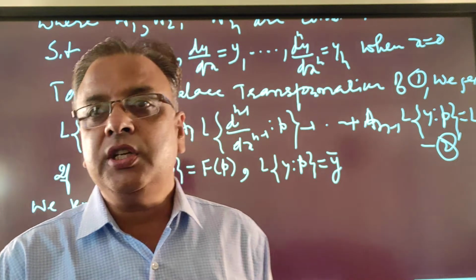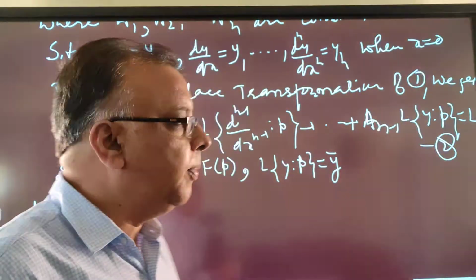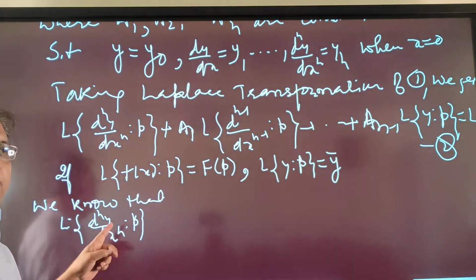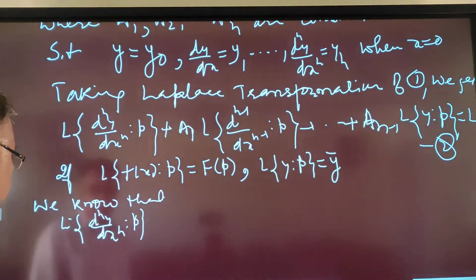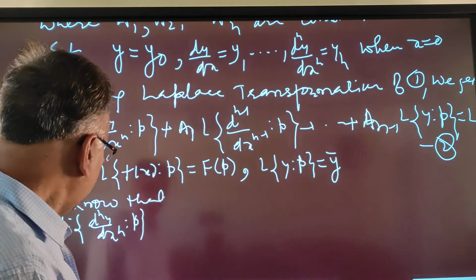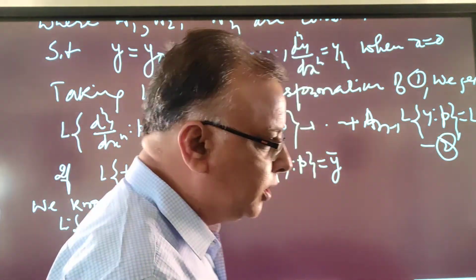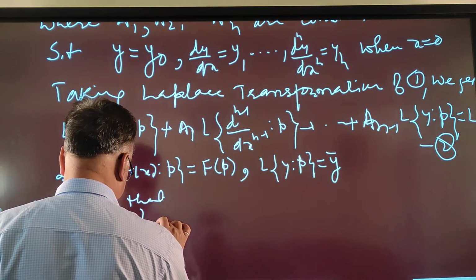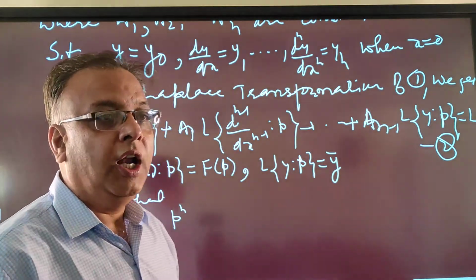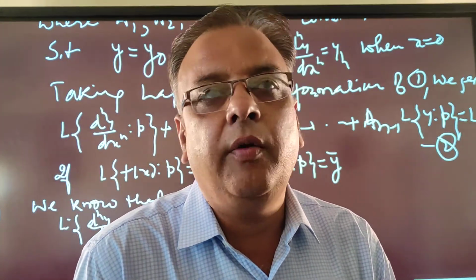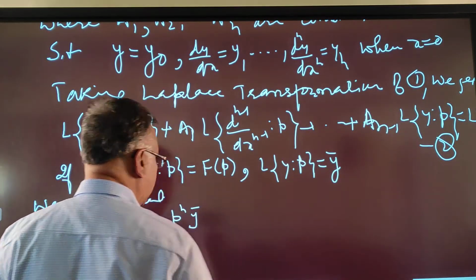Now for the various order differentiations of y, we can use the Laplace transformation of the nth order derivative of y with respect to x. We know the formula for the Laplace transformation of d^n y upon dx^n is p^n times the Laplace transformation of y, and since the Laplace transformation of y is y bar, this is p^n y bar.